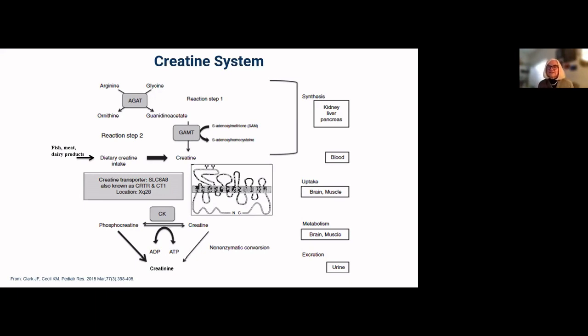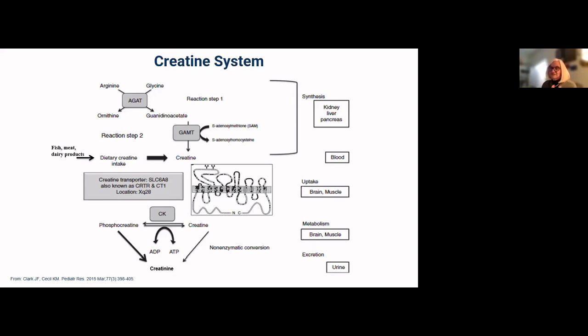The first step is catalyzed by the enzyme AGAT, arginine-glycine aminotransferase, and converts arginine and glycine into guanidinoacetate and ornithine. The second step is catalyzed by the enzyme GAMT, guanidinoacetate methyltransferase. In this reaction, we have the transfer of a methyl group from S-adenosyl methionine to guanidinoacetate to form creatine.